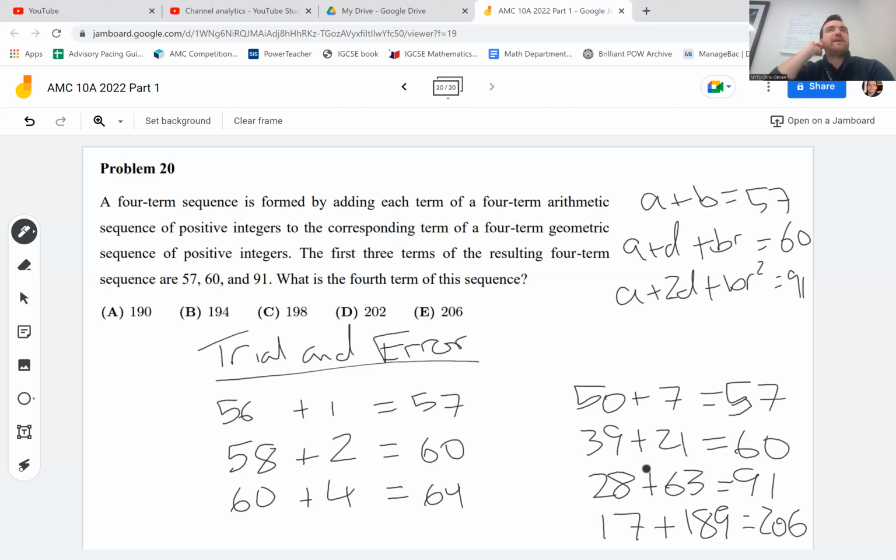It took me maybe 10 or so different examples to try out, which I don't normally encourage, trial and error. But in this case, trying to solve it algebraically was just getting me nowhere. Every time I would isolate a variable and then plug it in somewhere else, it would just lead into circular reasoning. So then continuing this pattern, minus 11 is 17, times 3 is 189. 17 plus 189 is 206.